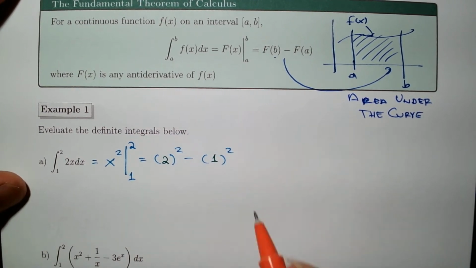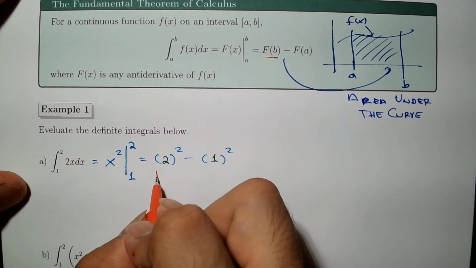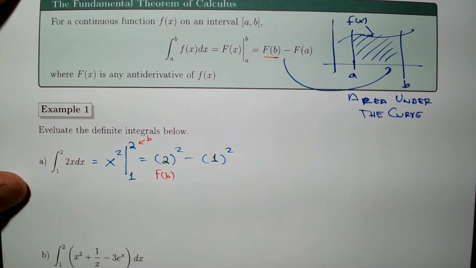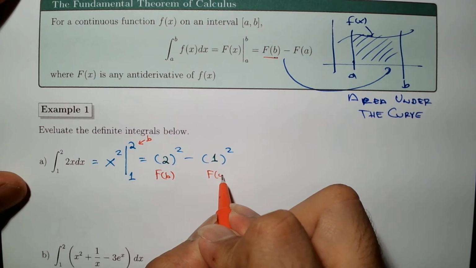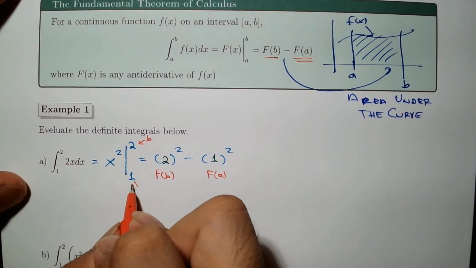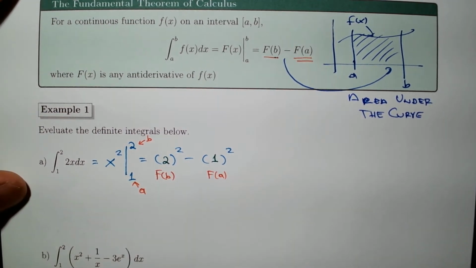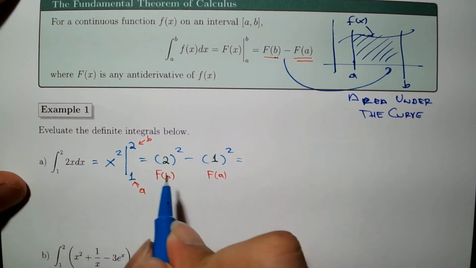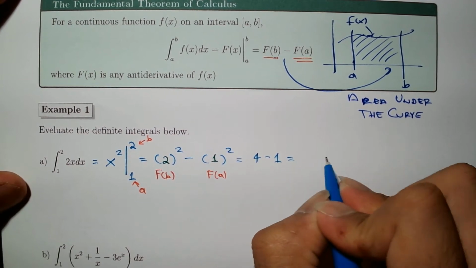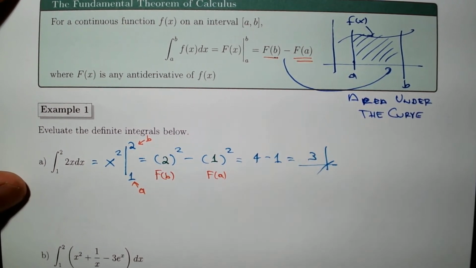Alright, so in this case, it's going to be 2 squared minus 1 squared. This represents the f of b. This is our b, if you will. And this represents the f of a, right here. B is the upper limit, a is the lower limit. All we do is just compute this operation. 2 squared, which is 4, minus 1 squared, which is 1. The value of the integral is 3.